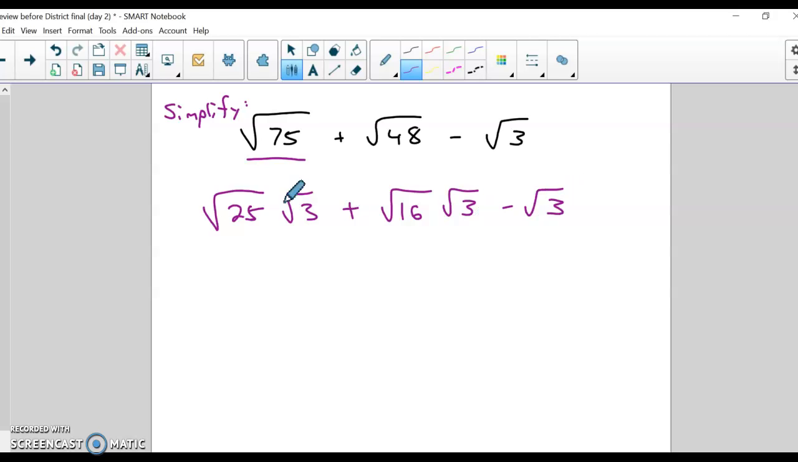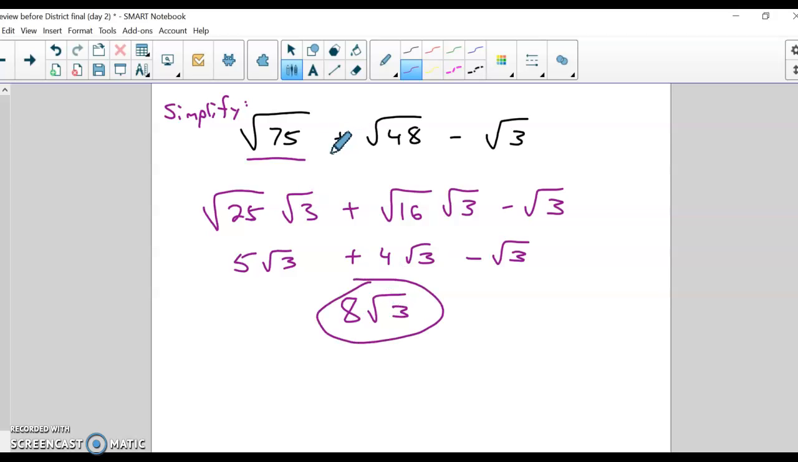Okay, and the point of this is now these are all radical 3's. So we have 5 radical 3 plus 4 radical 3 minus 1 radical 3. Right, so this would be 9 minus 1. This is like an invisible 1. So we have 8 radical 3 is our simplified version of this question.